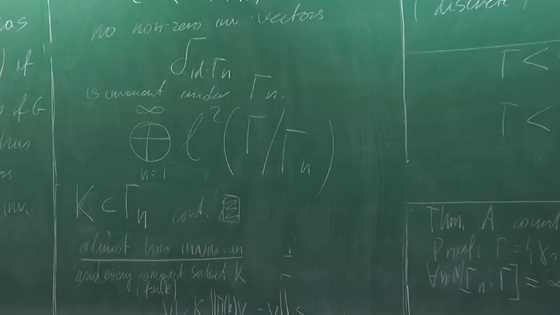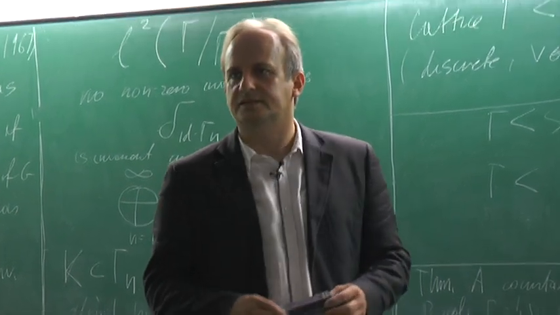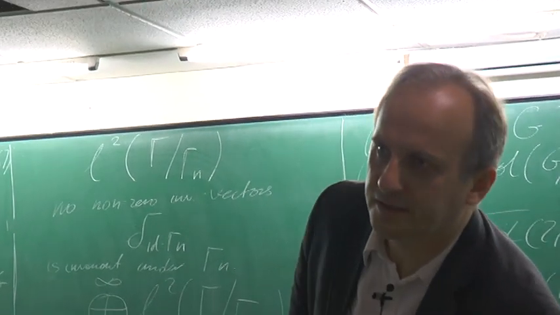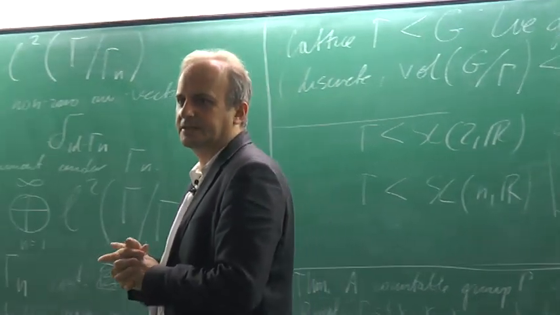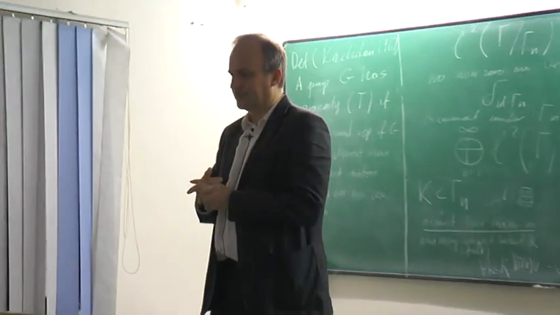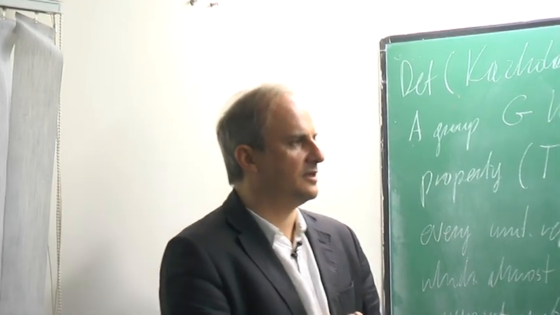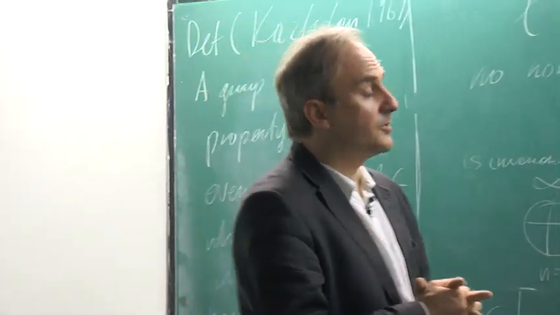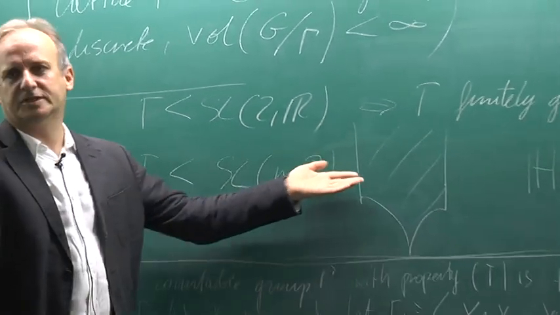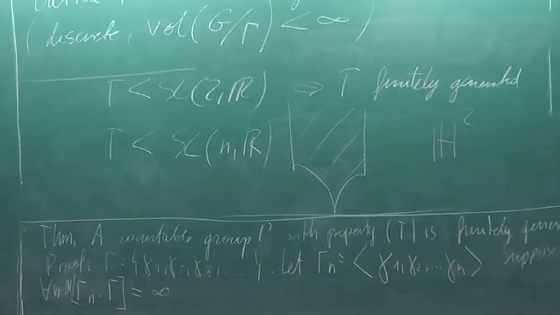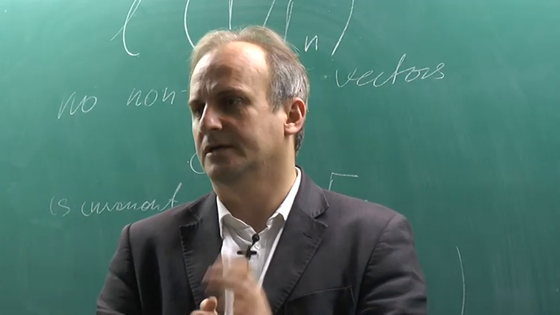Okay, that's it. Any countable group with property T is necessarily finitely generated. What is interesting is that this proof doesn't give you any information about the number of generators. All we know is that it's finitely generated. Okay, great. So we know that if we prove that Gamma has property T, then we solve this problem that the group is finitely generated.